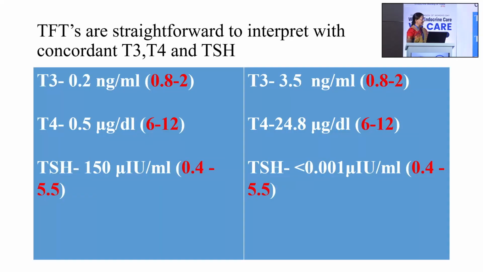So I think this is very straightforward, even an MBBS student can answer. On the left side, T3 is low, T4 is low and TSH is very high. It's a straightforward answer, hypothyroidism, right? On the other side, T3 is elevated, T4 is elevated and TSH is suppressed, which is a concordant change with respect to T3, T4 and TSH levels. So that is hyperthyroidism or thyrotoxicosis.